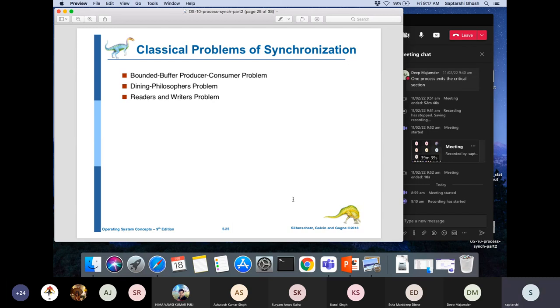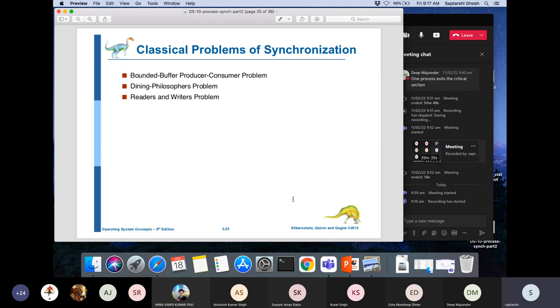Now, here we will just discuss some classical problems of synchronization. Classical problem means essentially these are very well-known problems. And if you are trying to design a new synchronization mechanism, then you will have to at least show that these problems are solved. I'm sure you have heard of benchmarks, right? So you can think of these as benchmarks.